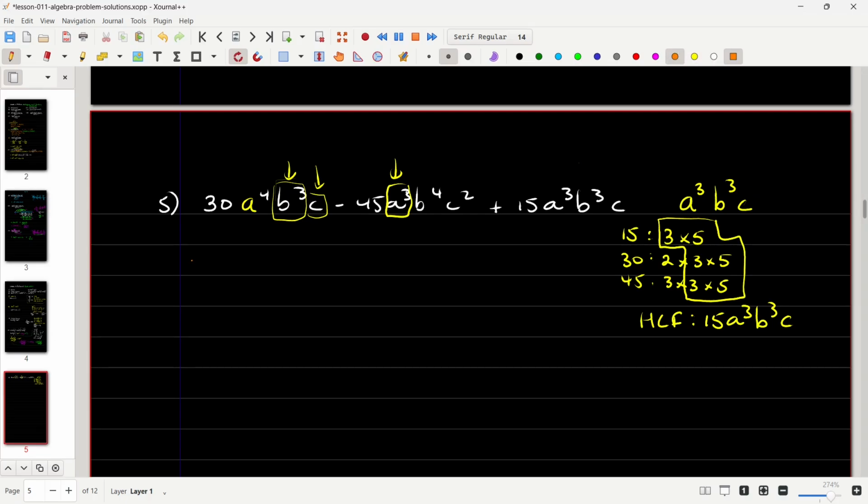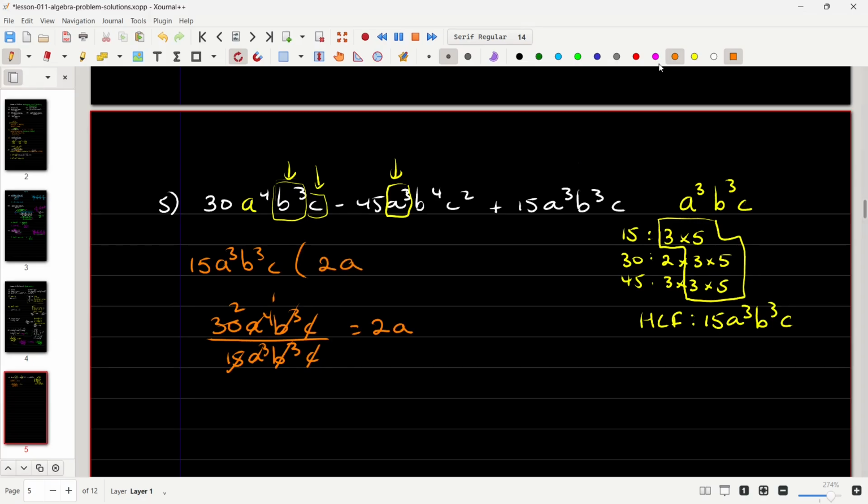So I'm going to have here 15 a to the third, b to the third, c into 30 a to the fourth, b to the third, c divided by 15 a to the third, b to the third, c. So c's cancels, b's cancels, and this leaves 1, this leaves 2. So I'm going to have here 2a to the first power.